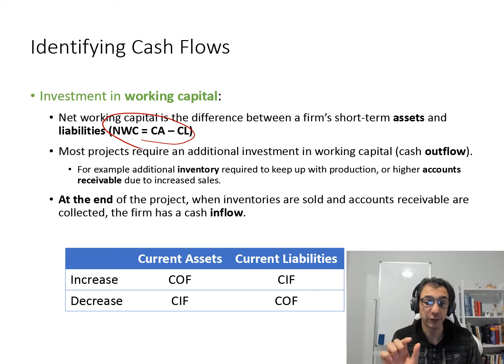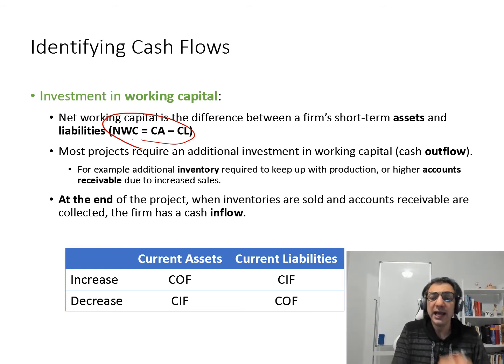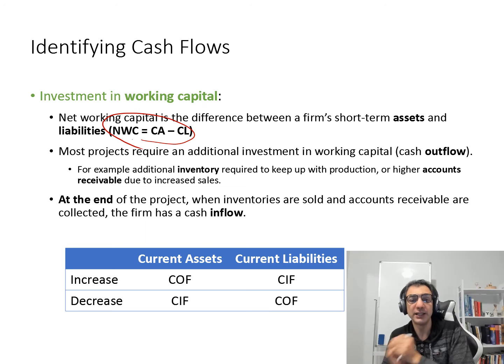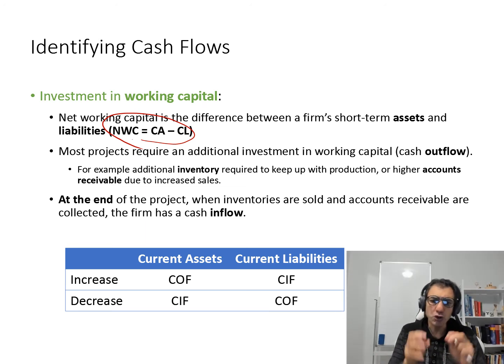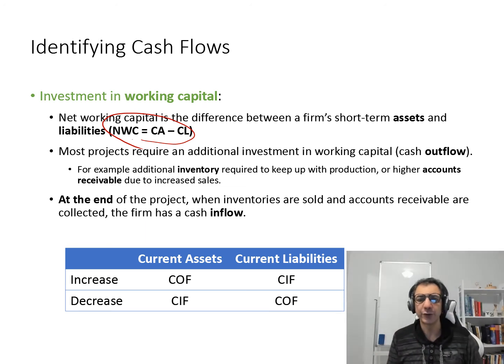Here you have to be careful. The working capital over time is changing. If it's going up, it means you are investing in net working capital. So the investment is a cash outflow. Any increase in net working capital is a cash outflow. Any decrease in net working capital is a cash inflow. And for sure, you can look at the components of the net working capital to decide whether the cash flow is going up or down. What are the components? Current assets and current liabilities.